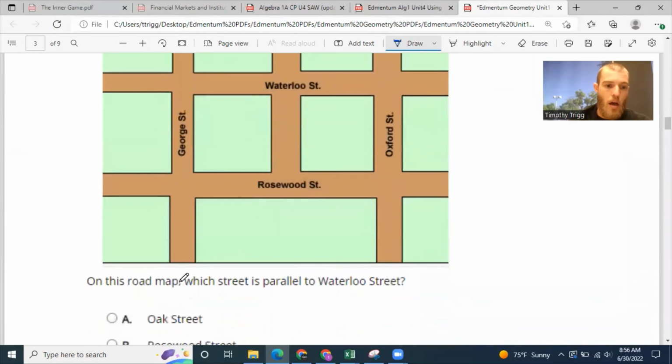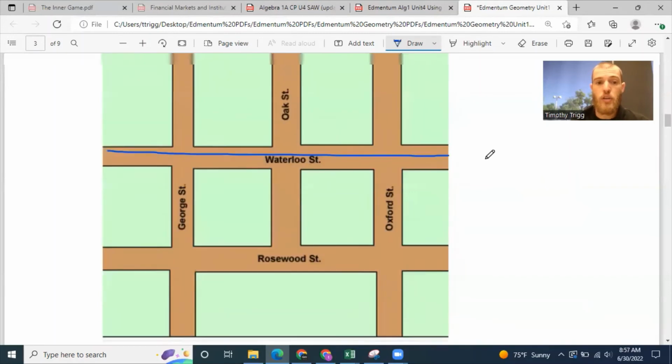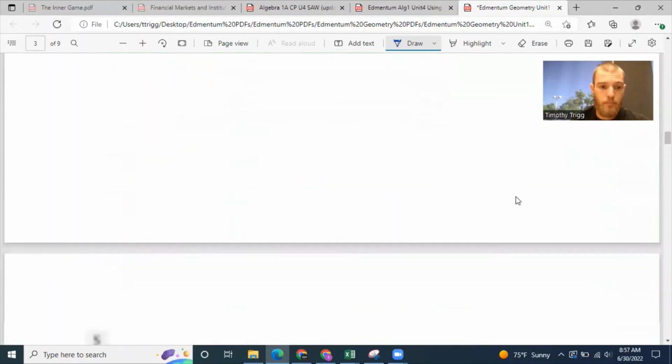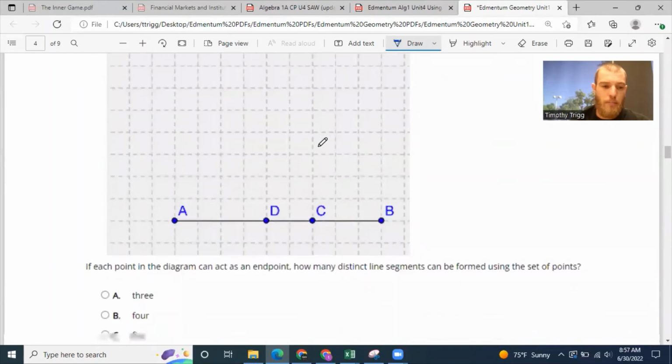On the road map, which street is parallel to Waterloo Street? So Waterloo Street is right here. Now, which street is parallel? That means that the 2 streets do not intersect. So which street does not intersect Waterloo?